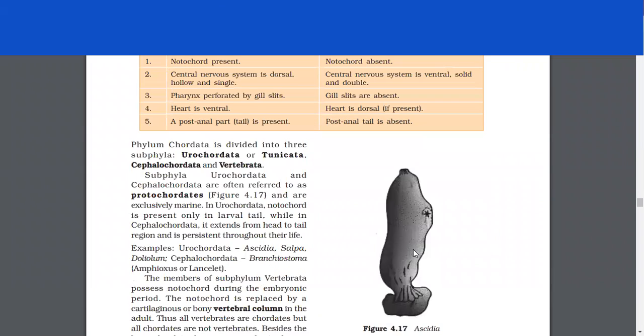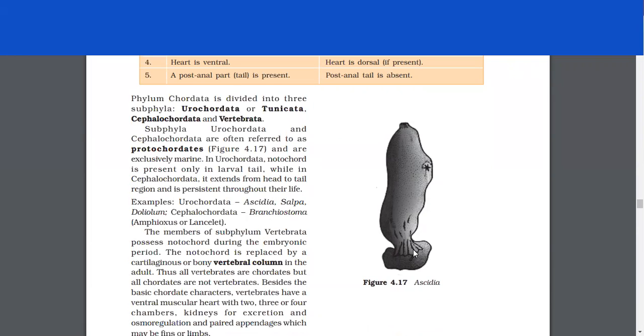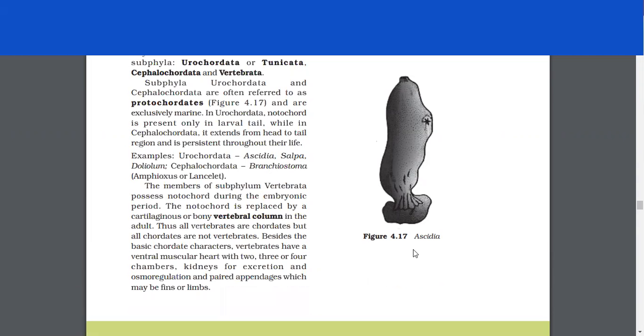Phylum Chordata is divided into three subphyla: Urochordata or Tunicata, Cephalochordata, and Vertebrata. Subphyla Urochordata and Cephalochordata are often referred to as protochordates and are exclusively marine. In Urochordata, notochord is present only in larval tail, while in Cephalochordata it extends from head to tail region and is persistent throughout their life. Examples: Urochordata: Ascidia, Salpa, Doliolum; Cephalochordata: Branchiostoma.